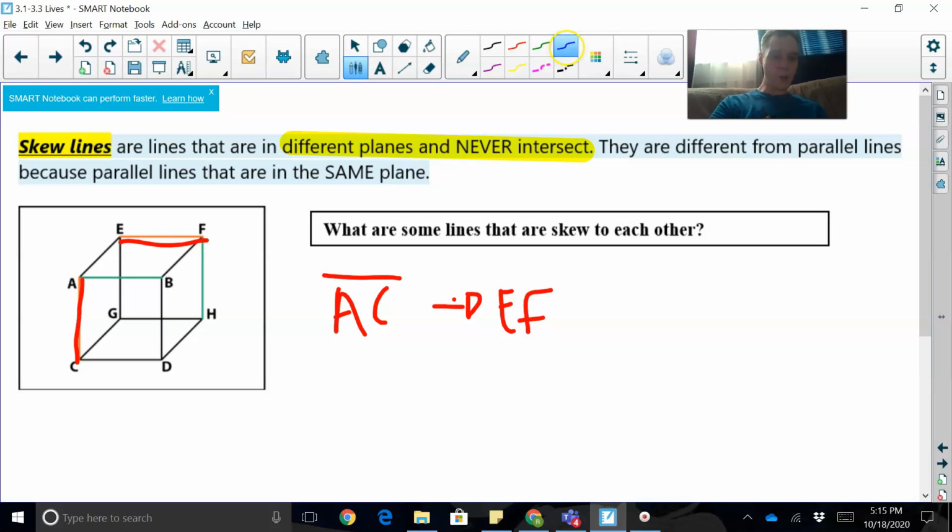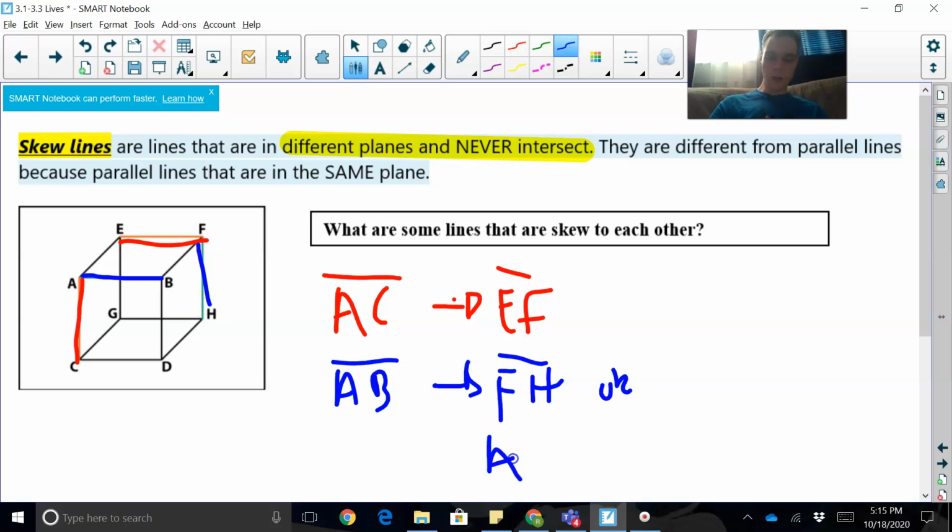How about another one? How about AB and FH? Or you can say AB and GH. Those lines never intersect either, do they? So those are just some examples of what you could use. Remember, skew lines are like parallel lines, but in different planes.